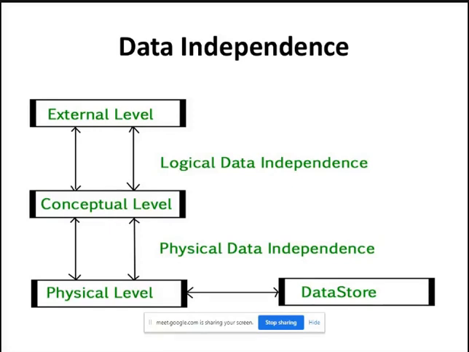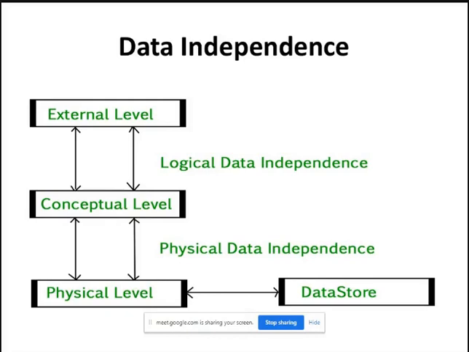Examples of changes under physical data independence include the use of new storage devices like hard drives or magnetic tape, modifying the file organization techniques, switching to a different data structure, changing the access method, modifying the indexes, and changing the compression techniques or the hashing algorithm.